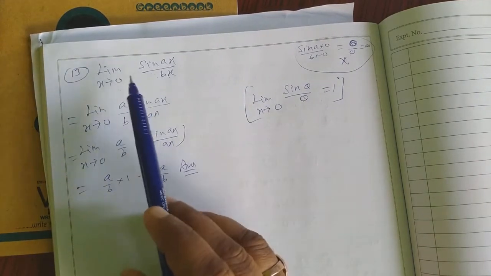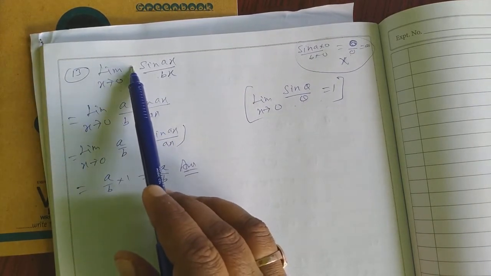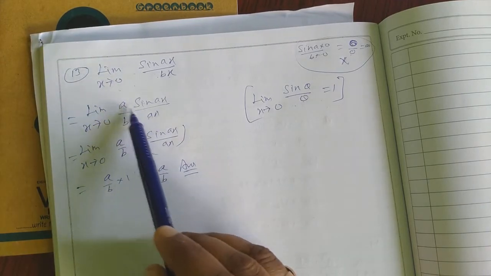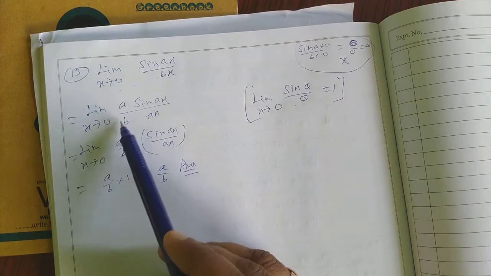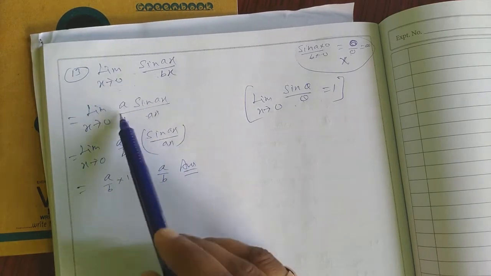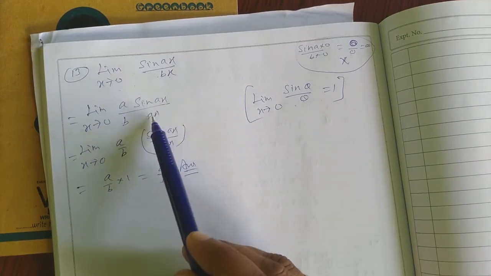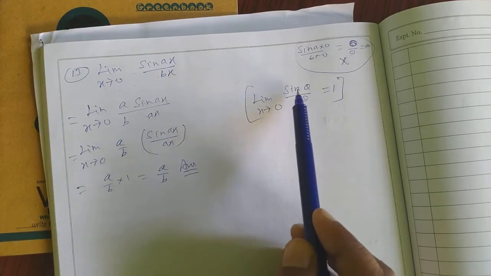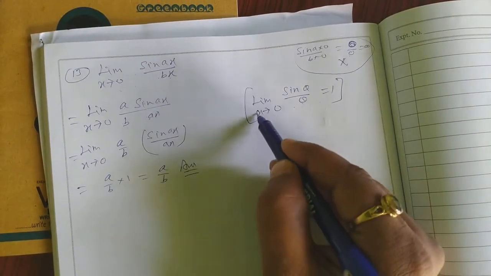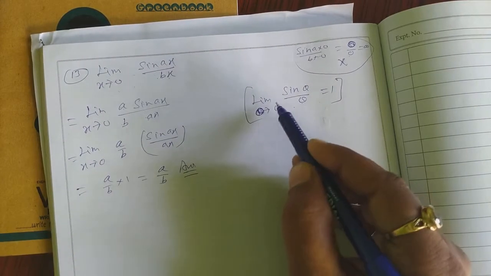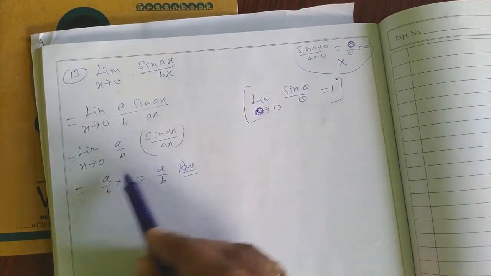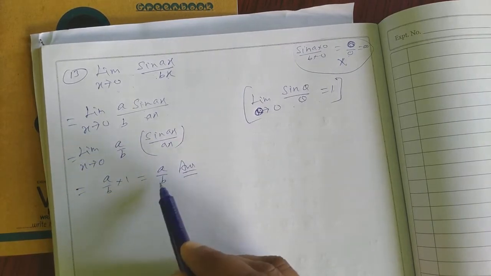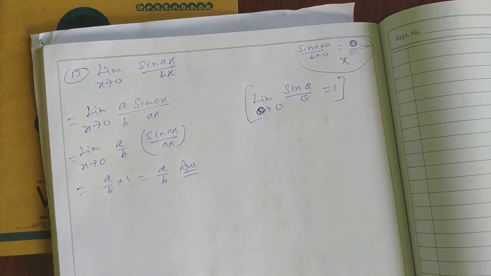So what do we change in the function here? You will multiply by a and divide by a. Then b is taken separately, and a upon b is separate, as sin ax upon ax. So this identity is limit sin theta upon theta as theta tends to 0 equals 1. So the value is 1, and then a upon b. This is your correct answer.